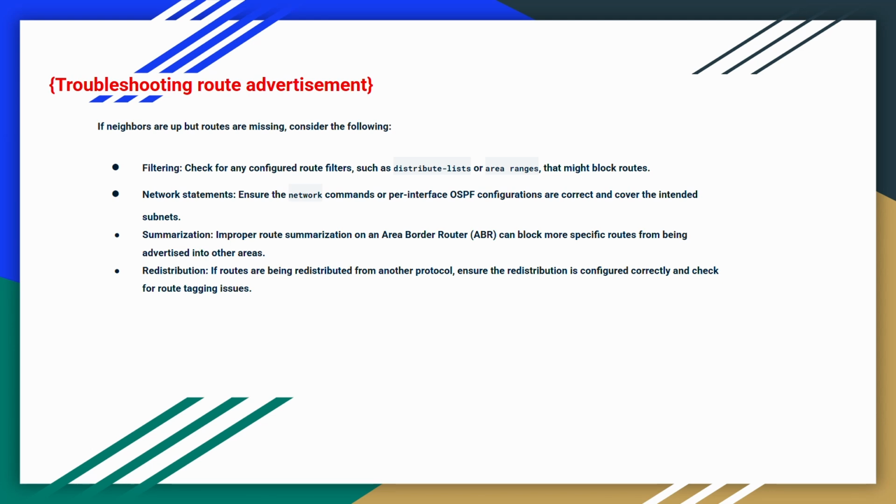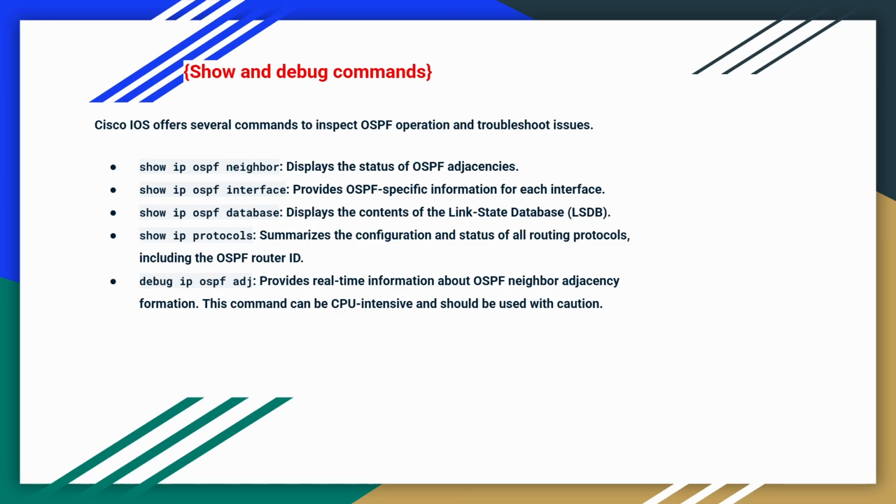Network statements. Ensure the network commands or per interface OSPF configuration are correct and cover the intended subnets. Summarization. Improper route summarization on an area border router (ABR) can block more specific routes from being advertised into other areas. Redistribution. If routes are being redistributed from another protocol, ensure the redistribution is configured correctly and check for route tagging issues. These are some show and debug commands. Write it in your notebook or take a screenshot.